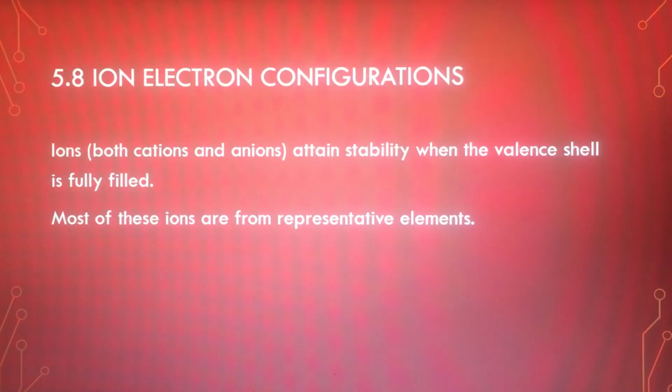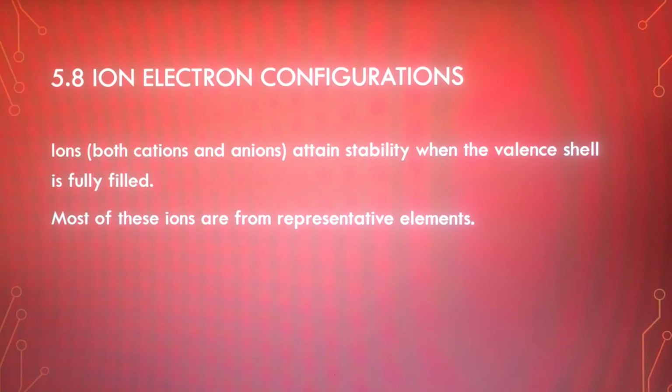Okay, so for this chapter, we'll just have the ion electron configurations. The 5.7 part is a long part since we were just talking about the introduction to electron configuration. So this will be easy since it is also about electron configurations, but this time we have ions. So, ions from our discussion in the earlier topics: we have cations and anions. Cations are positively charged, anions are negatively charged.